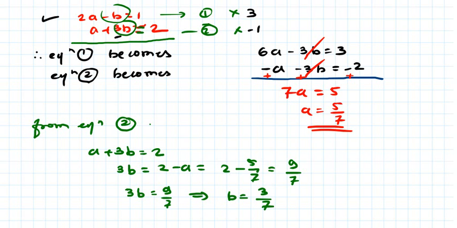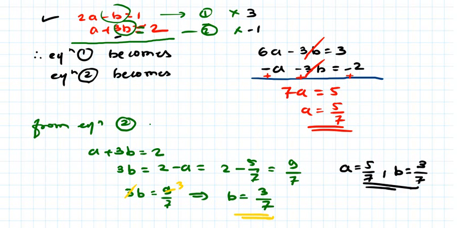Okay, you can cancel this 3 with this 9, this will be 3. So answer is 3 by 7. So finally I got the value for a equal to 5 by 7 and value for b equal to 3 by 7. So this is how we can solve the equation if the matrices are given to be equal matrices. Okay, I hope this is clear to you now.